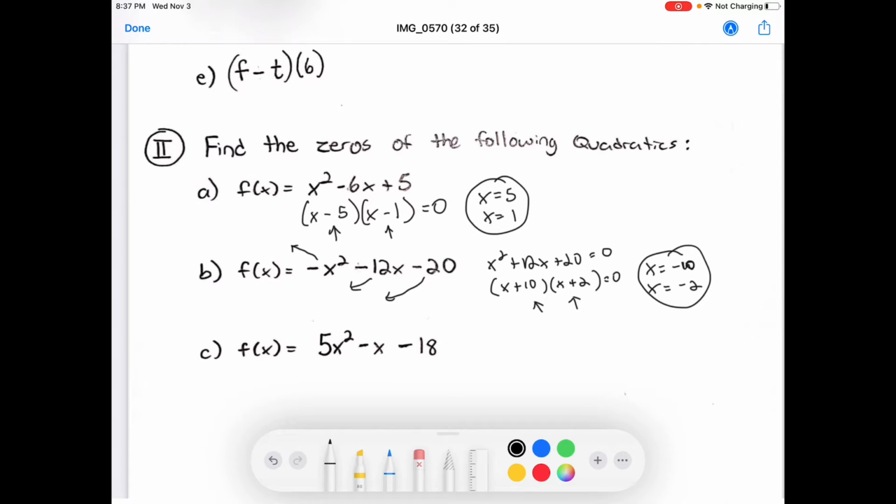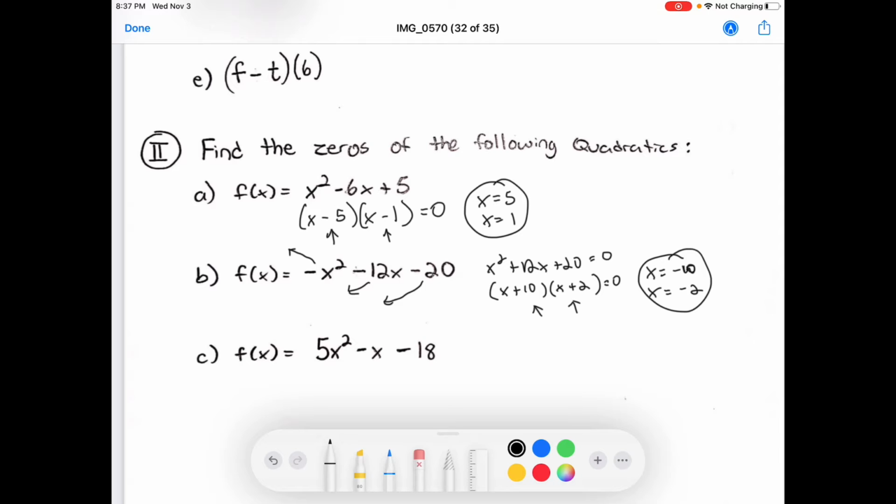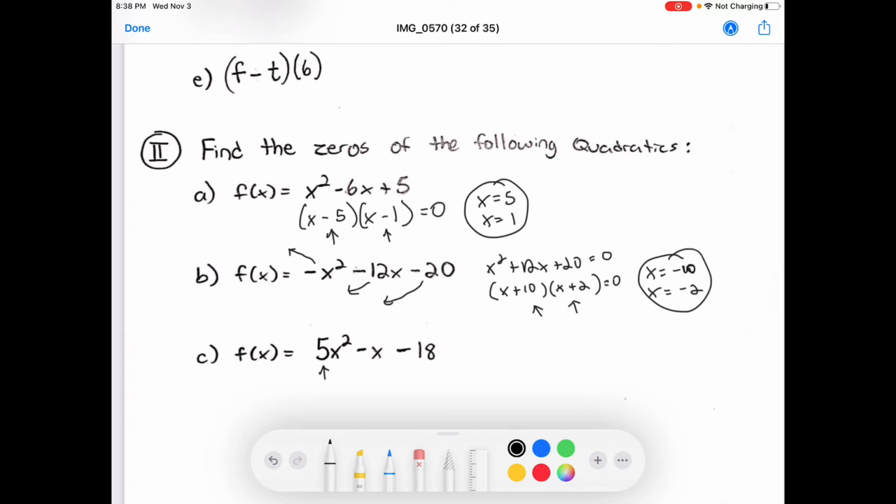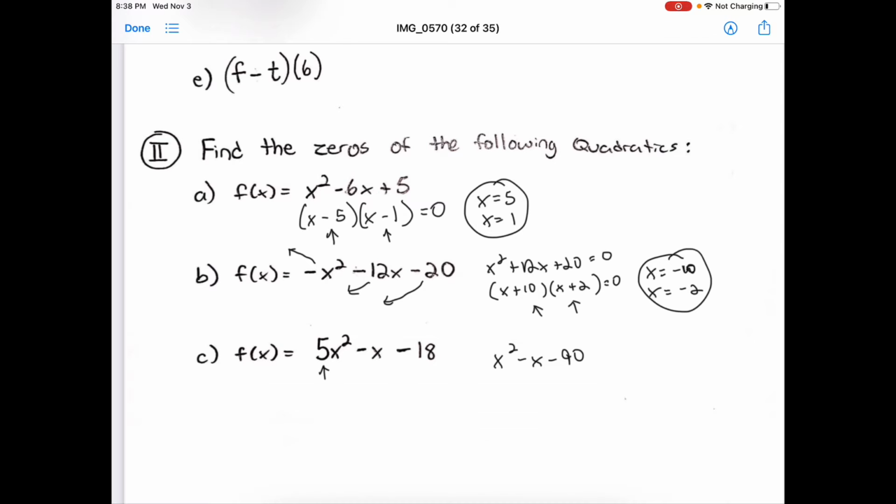All right, and then on the C quadratic, A is greater than 1. And so if A is greater than 1, we're going to use that bottom-up method. And so let's multiply A and C together. And we'll get x squared minus x minus 90. Now let's find factors of negative 90 that add to give me negative 1.